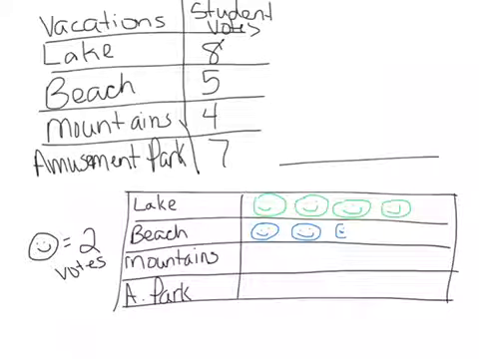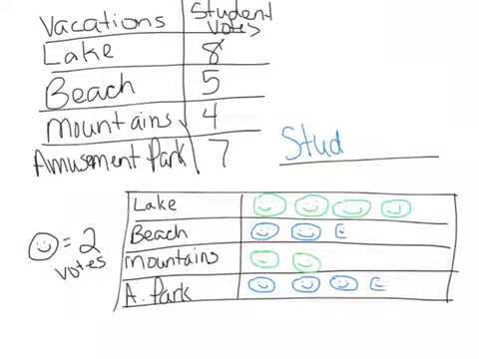Now on the mountains, I have 4 students who chose the mountains. That's an even number, and I'm counting by 2s. So I can have 2 smiley faces. And then at the amusement park, I had 7. So I'm kind of in the same situation I was in before with the beach. So counting by 2s, how many whole smiley faces will I have? You're right, I'll have 3. I cannot draw a 4th one because that represents 8. So for my 4th smiley face, I'm going to have to split it in half to represent the 7 students that chose the amusement park. I also need to make sure that I have a title.